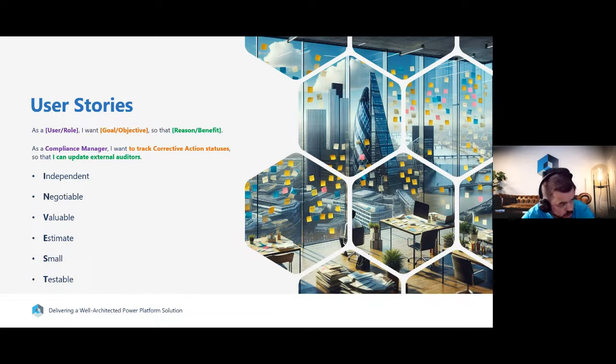So we've got an example one on the screen as well. As a compliance manager, I want to track corrective action statuses so that I can update external auditors. This is actually a live user story that we've got from one of our corrective action and preventative action systems that we've deployed to an organization. So again, very clear and concise. We know who the person is that wants this, we know what they want, and we know the reason why they want it.